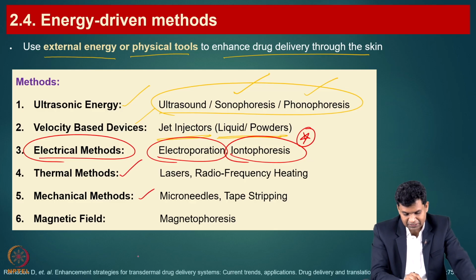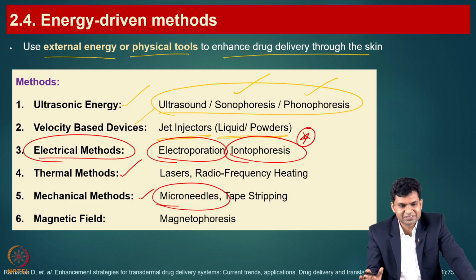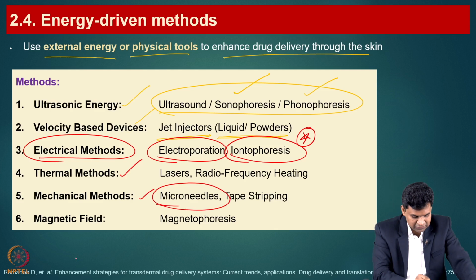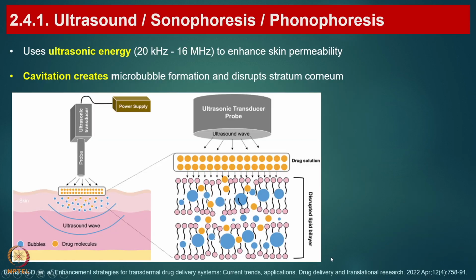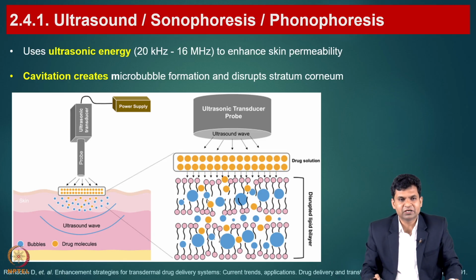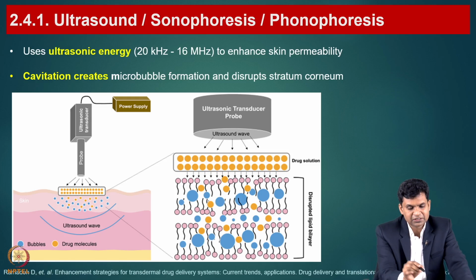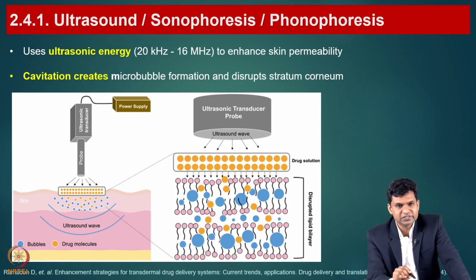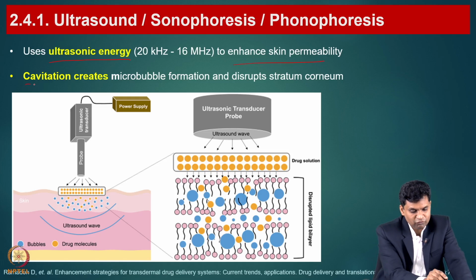Among the thermal and mechanical methods, we will focus on microneedles; the rest are minor parts that we are not going to discuss. If you want to know more, this is an open access paper you can read and refer to for further study. Here we will see only pictorial representations and discuss some advantages of each system. Now you can see ultrasound, sonophoresis, phonophoresis. Here the ultrasound energy helps skin permeation. So, what is the principle?